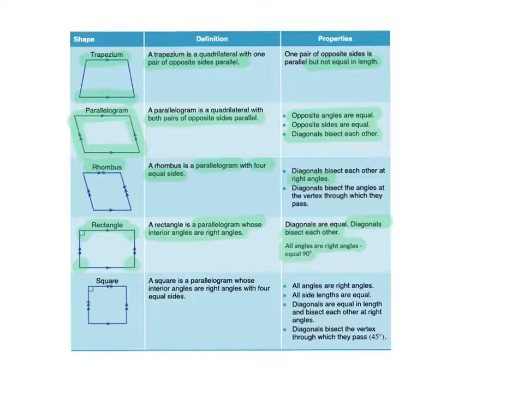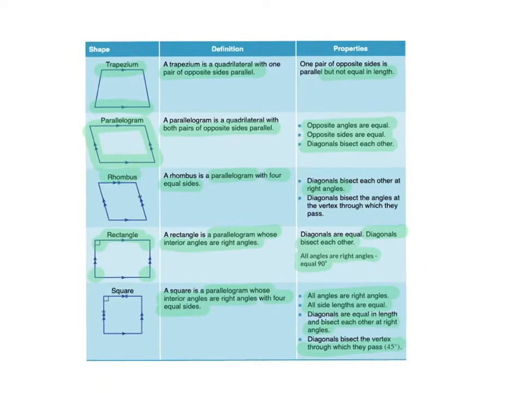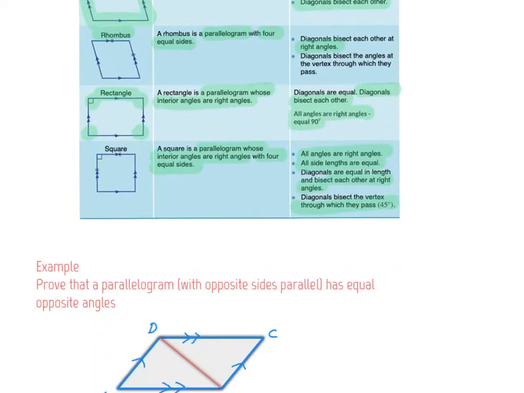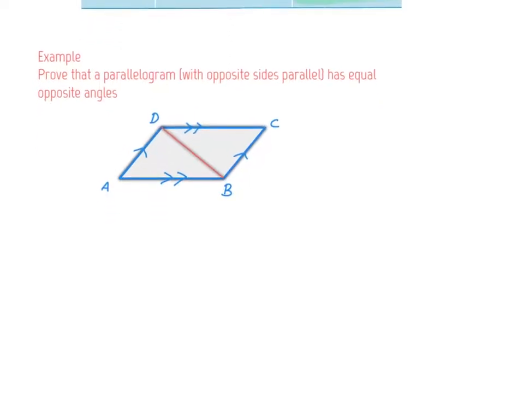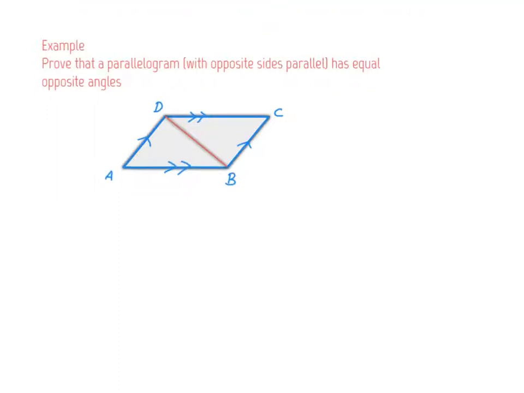is a parallelogram with interior angles that are right angles, and all four sides are equal. So all angles are right angles, all sides are equal. The diagonals are equal in length and bisect each other at a right angle, and diagonals bisect the vertex angles through which they pass at 45 degrees. So these are the properties of quadrilaterals.